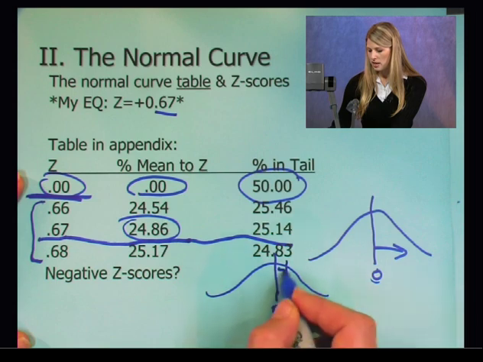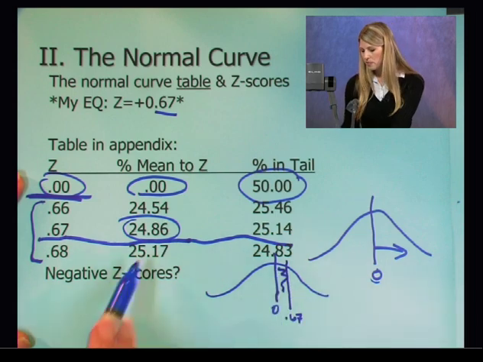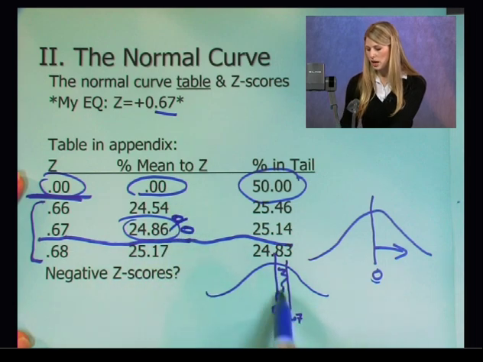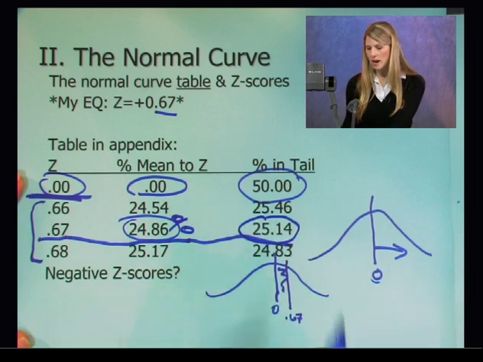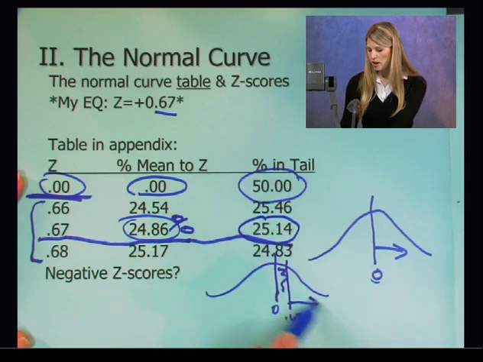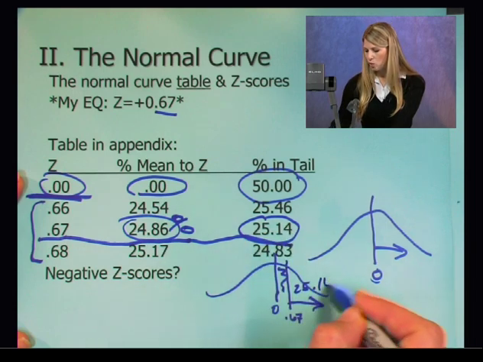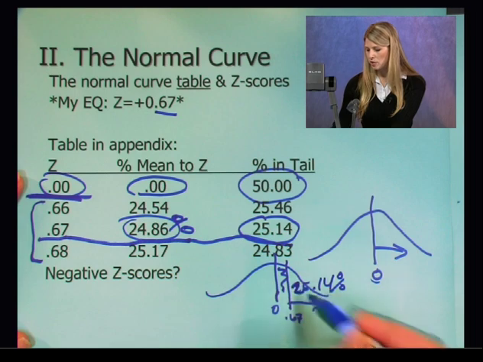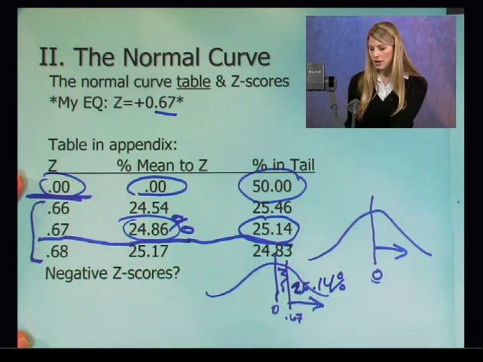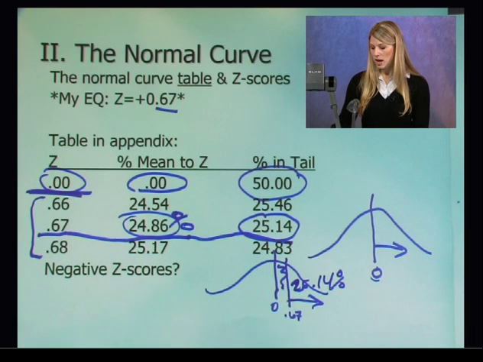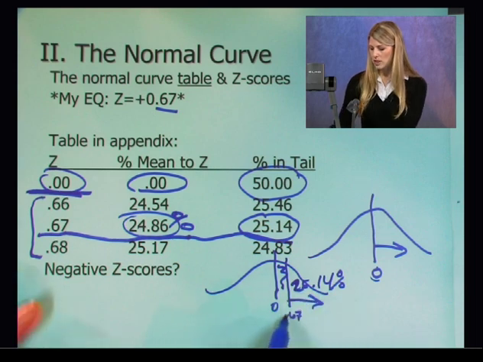The area in here from the mean to my score is 24.86%. So 24.86% of people would fall within that, and then it gives me the area in the tail. So beyond my score, 25.14% of scores would fall in that tail. So if I want to know what percent of people would score higher than me in emotional intelligence, I know that it's about 25.14% score higher than my score that's right here.